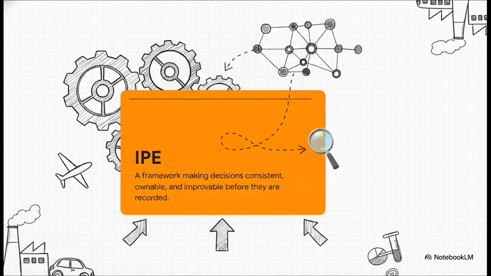Now, IPE is not a software competitor to your AI tools. Instead, think of it as the rescuing foundational layer. It's a deployment framework that makes your decisions consistent, ownable, and improvable before they are ever recorded by your context graph.